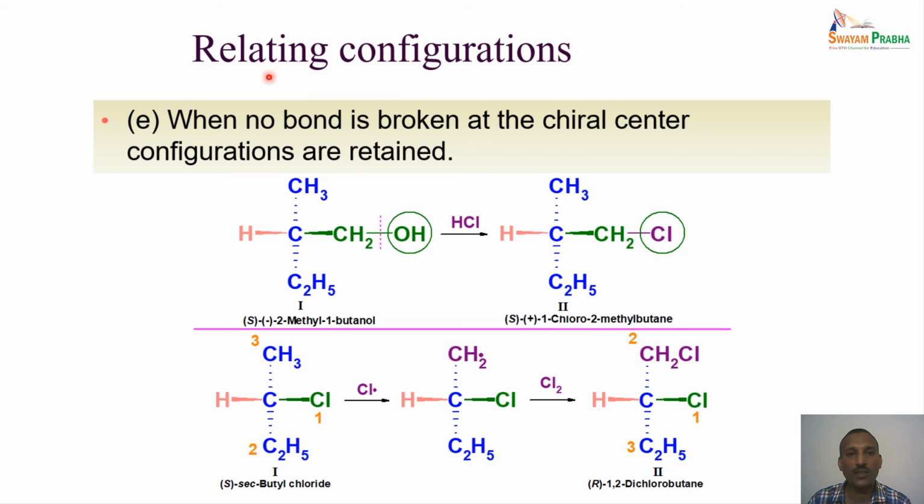Then the last one is relating configurations, because when there is no bond that is broken at the chiral center, configurations are retained. This we already know. So we have both the examples shown here. Here the hydroxyl is converted to chloride, no bond breaking, so the configuration is retained. Then in the other case, the secondary butyl S is converted to R. Here again, no bond is broken at the chiral center.